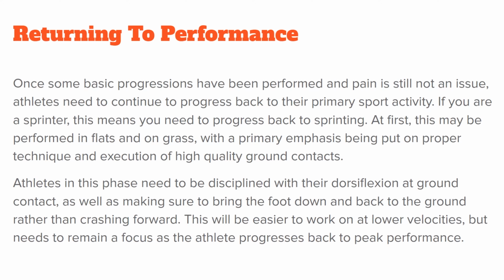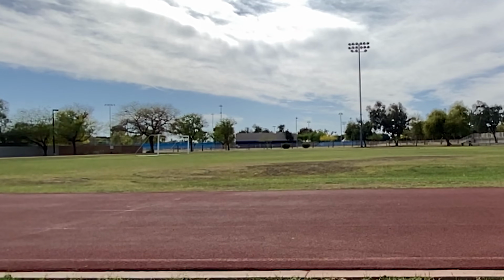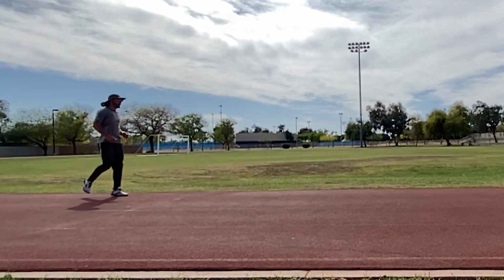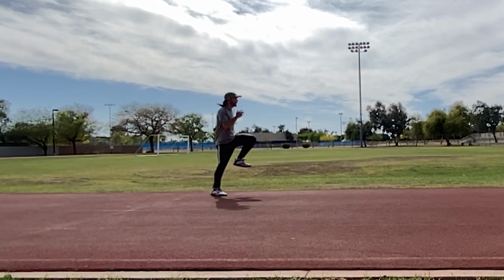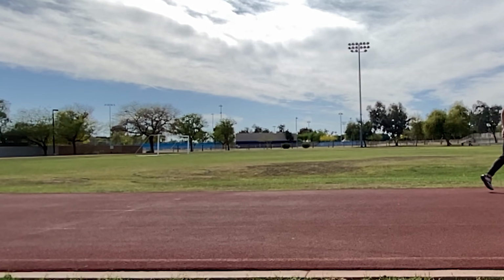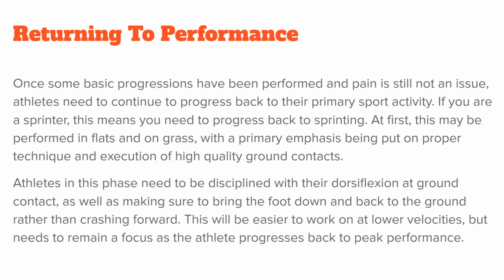Athletes in this phase need to be disciplined with their dorsiflexion mechanics and make sure that every time they sprint and every time they do a drill that they're putting their foot down, down and back, not in front of them, not stabbing forward into the ground, reaching with their toes. If you spend all this time getting the pain to go away, but then right when you go back into your drills or you're sprinting, you're doing this overly toe-y type of movement, what do you expect to happen? You're just going to get shin splints again.